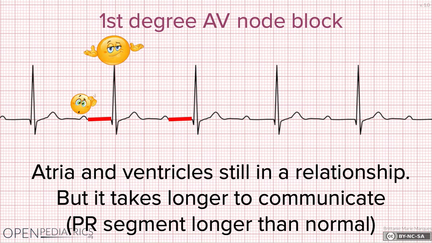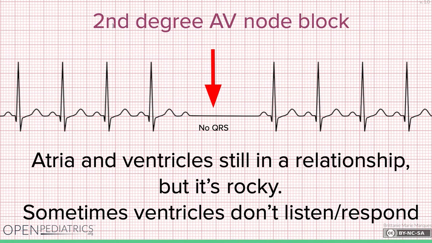Now let's make the relationship a little bit even more rocky. Second degree AV node block means that the AV node is now more damaged, or it's not spreading the signal as well. And what you'll notice happens sometimes is you'll get a P wave, but the QRS doesn't follow. The signal doesn't spread into the ventricles.